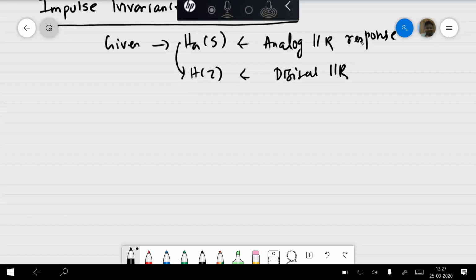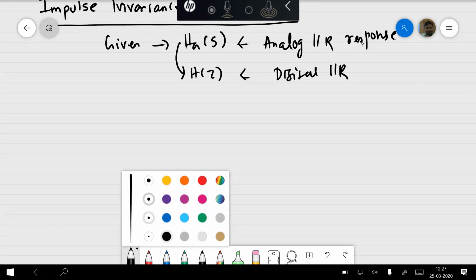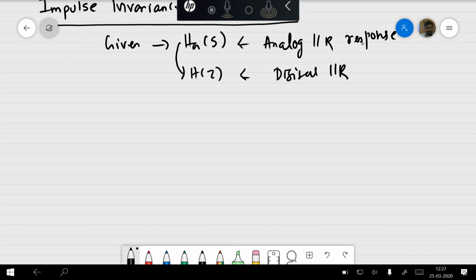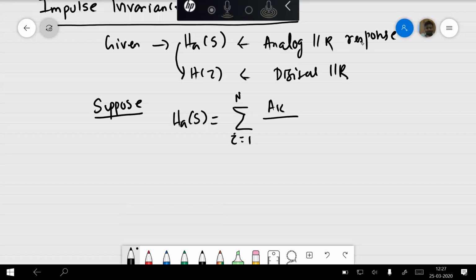Okay. Now, how to do this thing, right? So some considerations for converting analog IIR to digital IIR using impulse invariance. Suppose I have one HA of S which is in this form. Can anybody tell whether this analog filter will be stable or unstable?